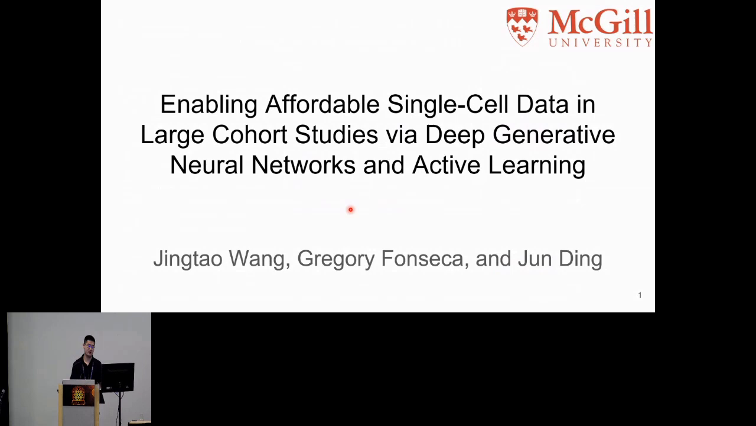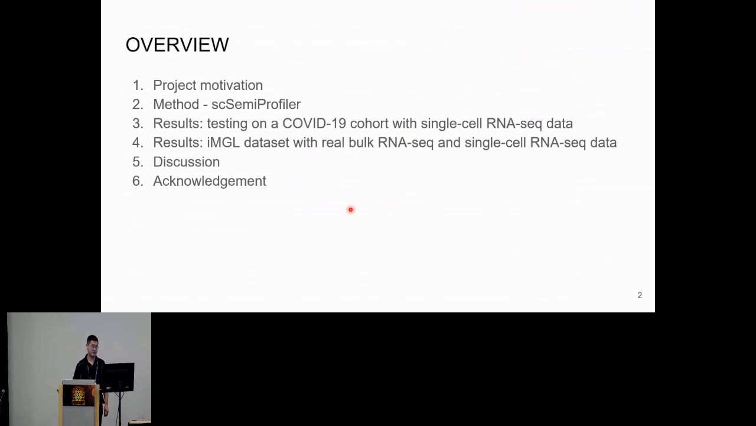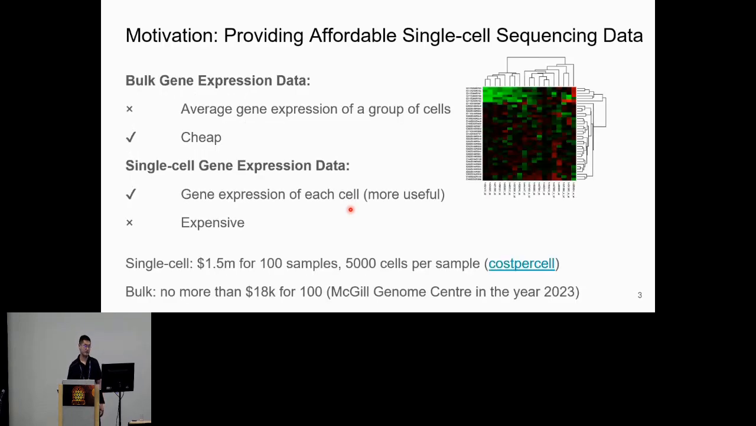And my project is called Enabling Affordable Single-Cell Data in Large Cohort Studies via Deep Generative Neural Networks and Active Learning. And here's the overview of my presentation. We'll start with motivation, then method. We develop a tool called SC Summer Profiler, and then results on publicly available data sets, and then discussion and acknowledgement.